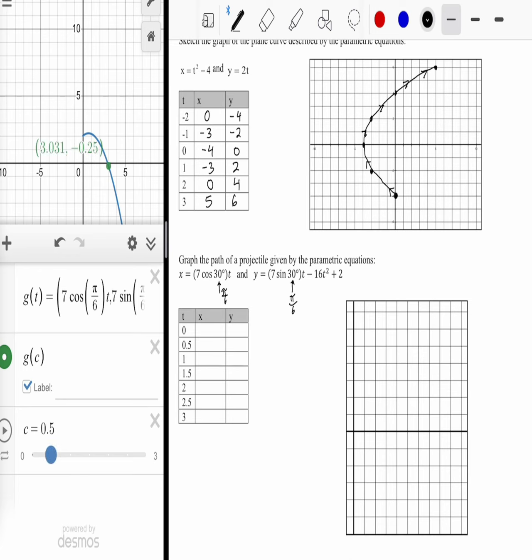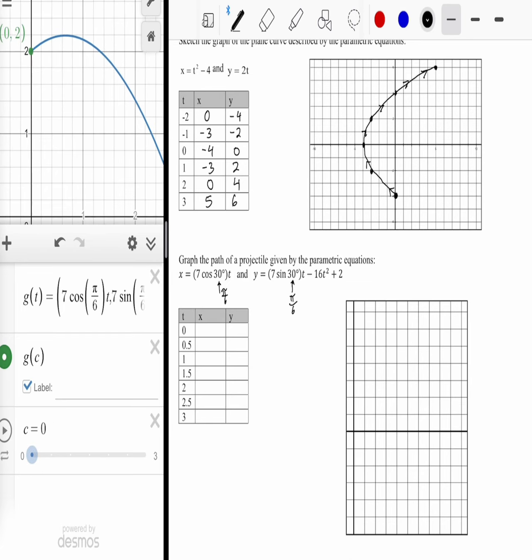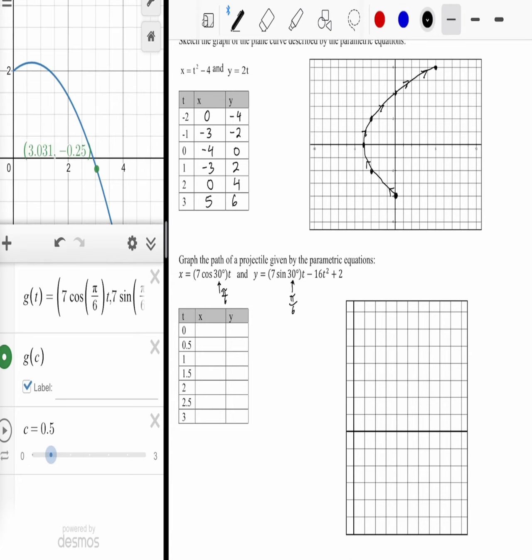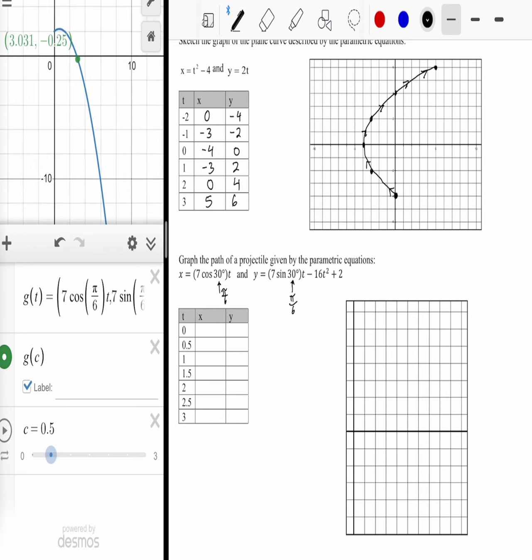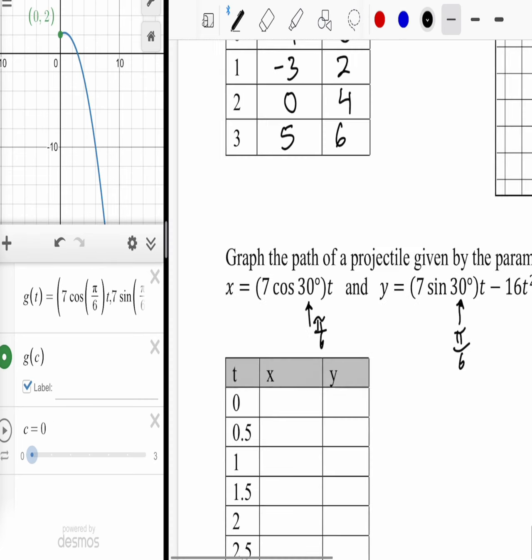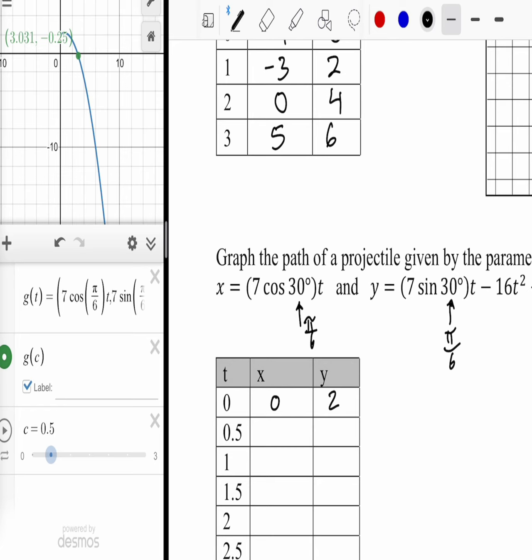So I have some points here. Going to get a little bit closer, so 0, 0.5. 0.5 goes a little far down the line here, so it looks like we're going downhill pretty good. So 0, 2 at 0. 3.031, negative 0.25. 6.062, negative 10.5.